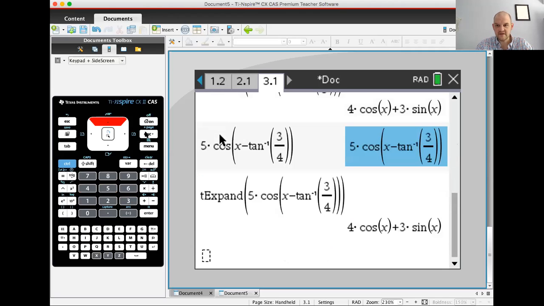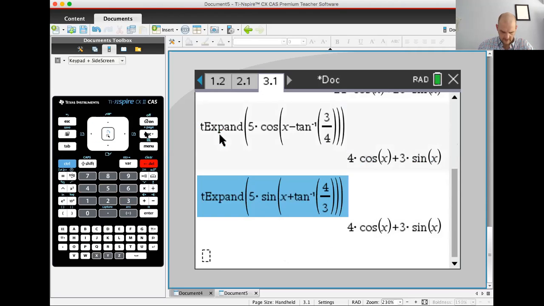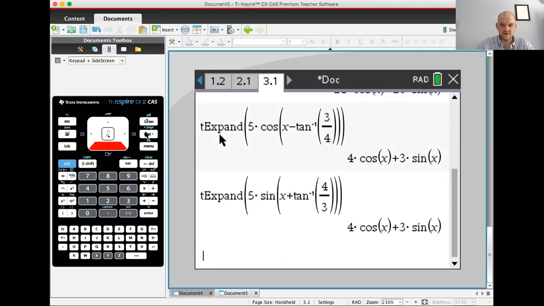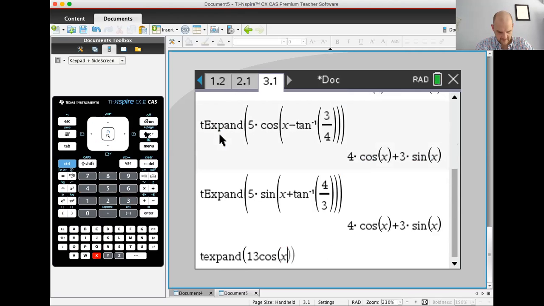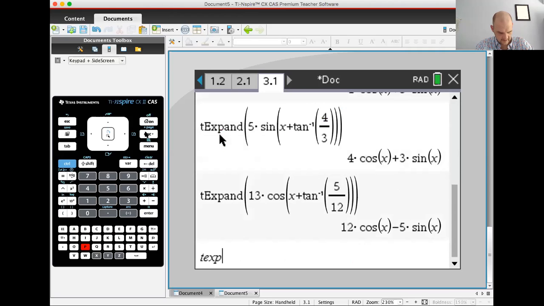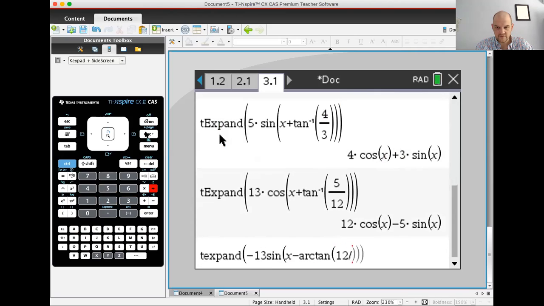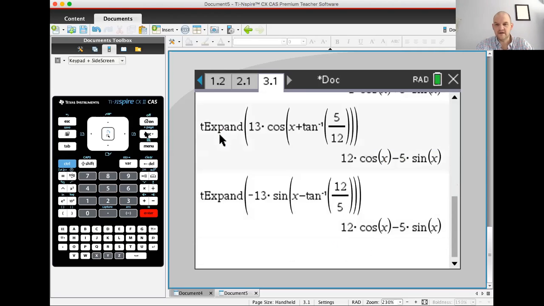Was I supposed to get that? Oh wait, am I doing the same problem again? I am. What a silly person. These are the ones I need to check. Here we go. So t expand 13 cosine of x plus arctan of 5 over 12. T expand negative 13 sine of x minus arctan of 12 over 13. That doesn't make any sense. 12 over 5. Got to fix that one too. But we get the same thing.